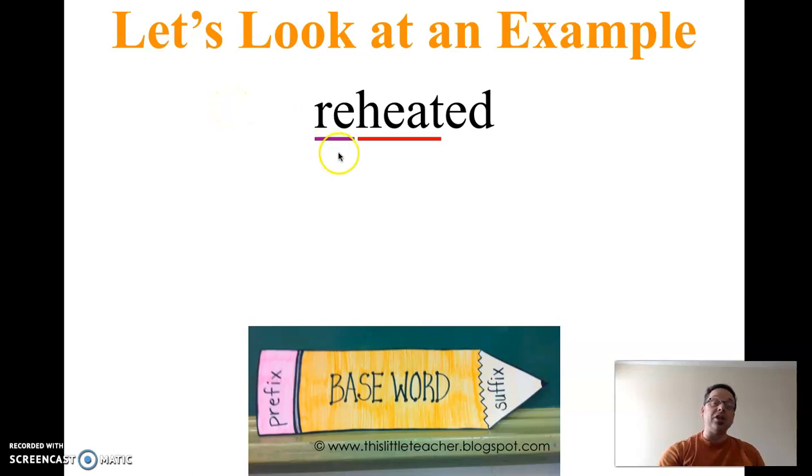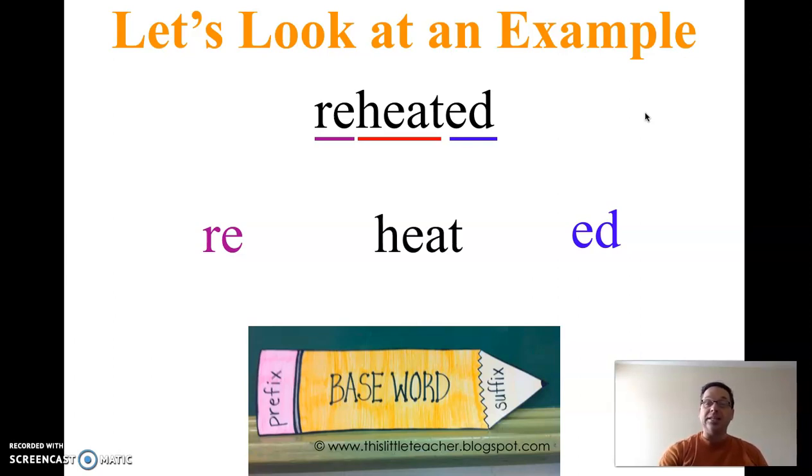After I eat my lunch, I could use reheated in a sentence, right? Ed we know is the past tense. So if I've eaten my lunch tomorrow and I'm talking to you, I might tell you I reheated my lunch. That means in the past, earlier that day, I heated my lunch again. So the suffix is ed. Again, the prefix is re, to do something again. The suffix is ed, which tells us it happened in the past. And then the root word or the base word is heat.